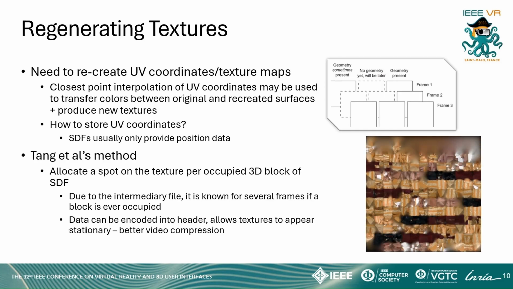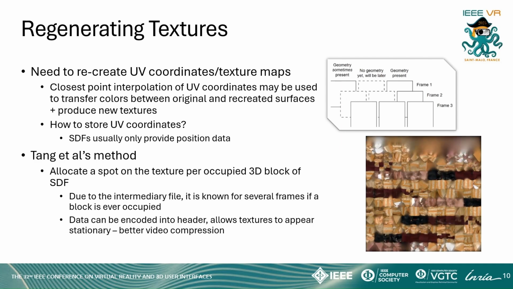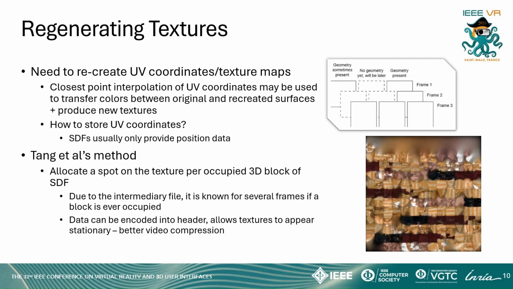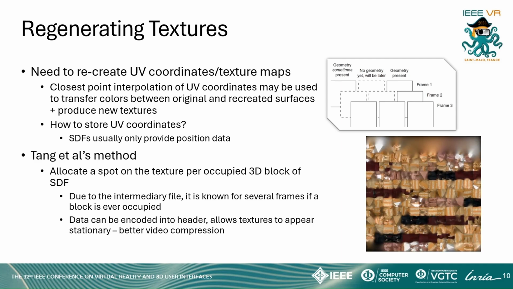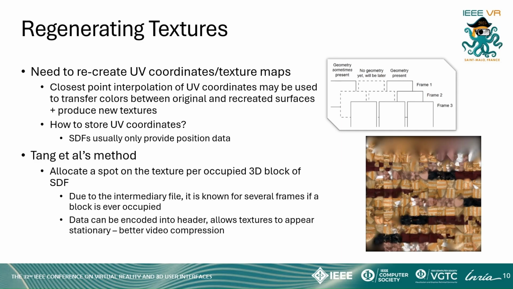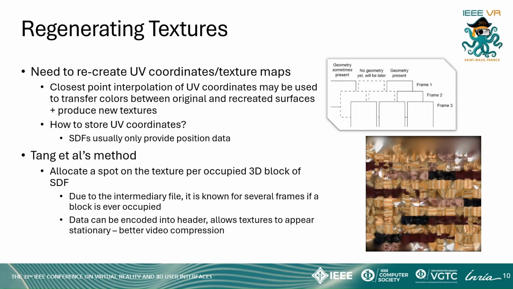Now, to regenerate the textures, we need to recreate the UV coordinates and texture maps. This can be done with closest point interpolation between the original and recreated surfaces to copy the UV coordinates and the colors between. But if we wish to store the UV coordinates, we cannot do it with a signed distance field, as it only provides position data. As such, we use Tang et al.'s method to procedurally generate the UV coordinates at runtime.